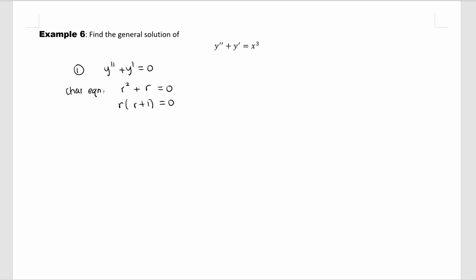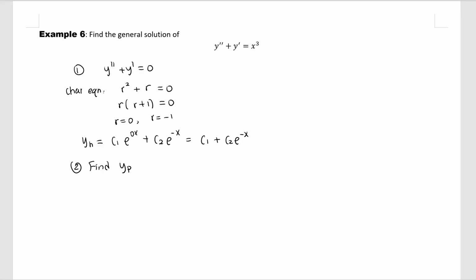Okay, so what are the roots? Well, the roots: r is 0, and here r is minus 1, right? And then the homogeneous solution corresponds to e to the 0x, and then c2 e to the minus x. So 0x, that corresponds to the constant. Okay, so that is our homogeneous solution. So second step, we want to find yp.